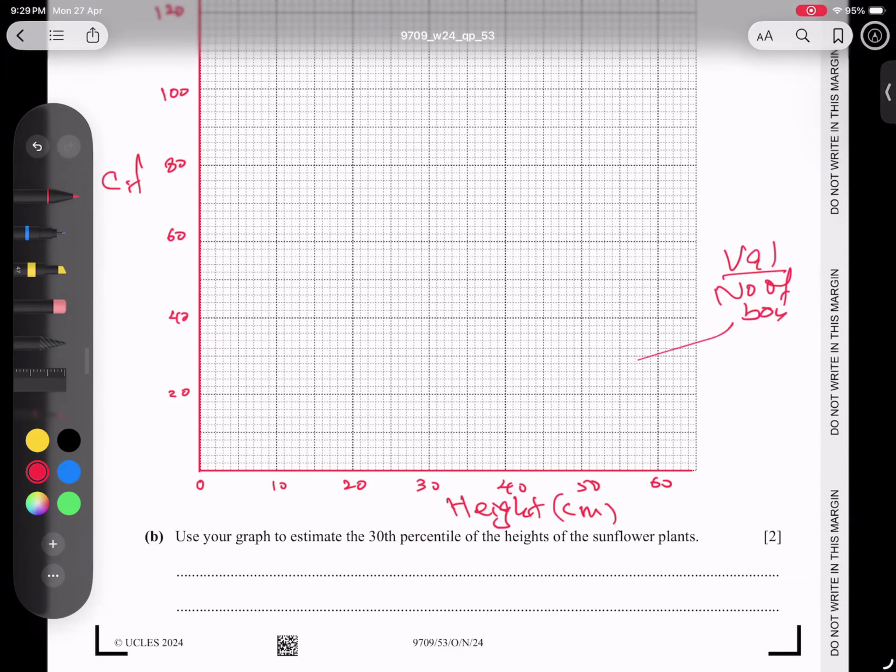What is the value of 10 boxes? Here 1 box is 1, but it's not like that. Here it is 20, keep it up, and 10 boxes down, and we're getting 2. So along the y-axis, 1 small box equals 2.